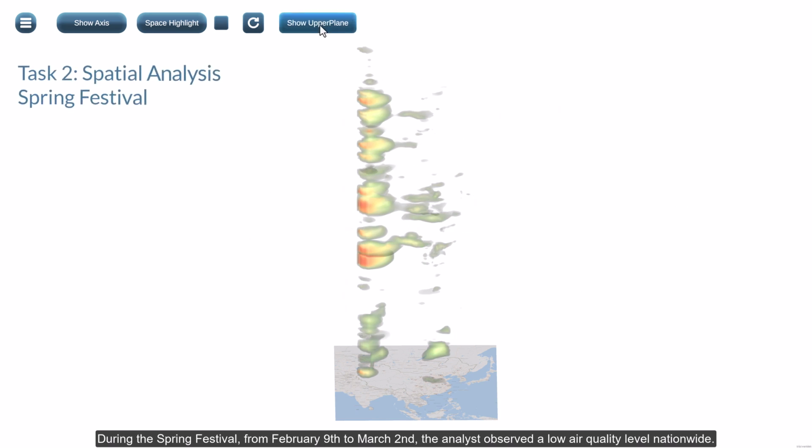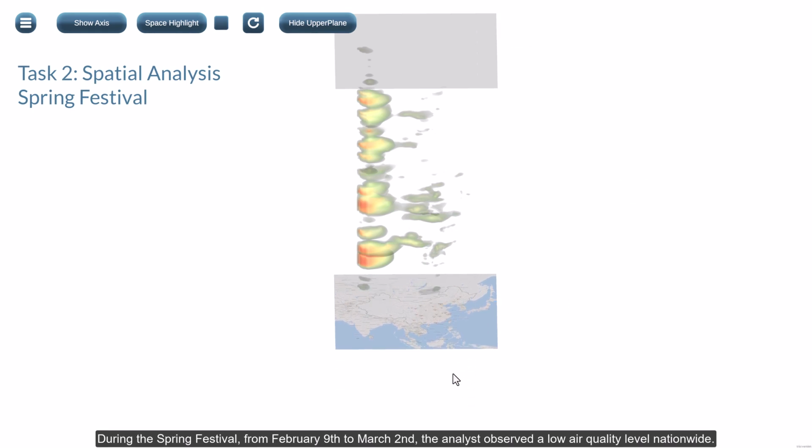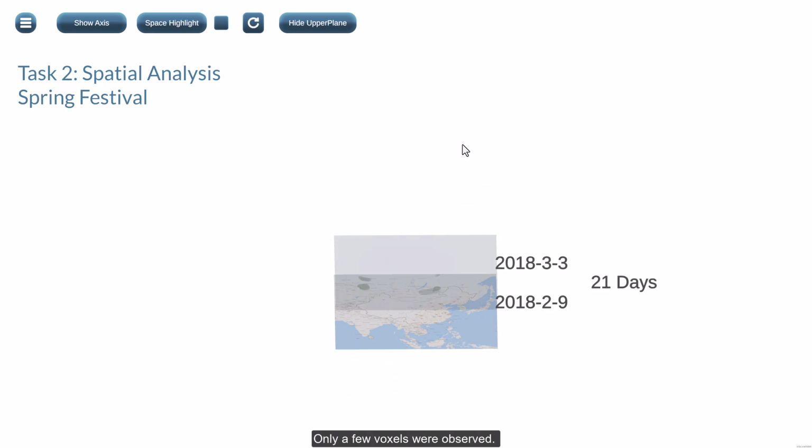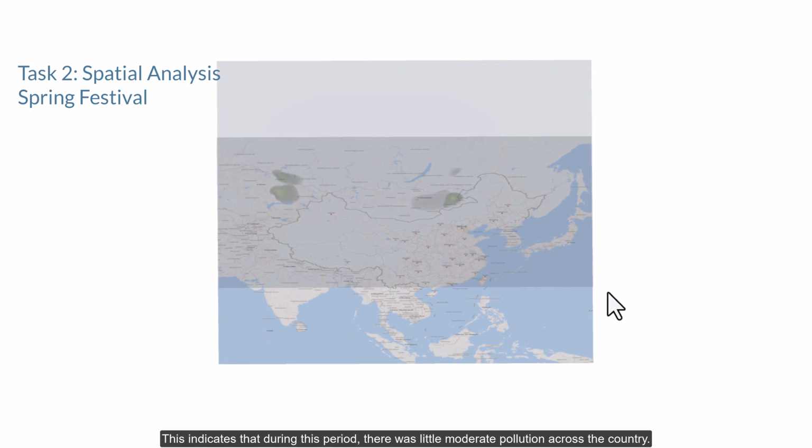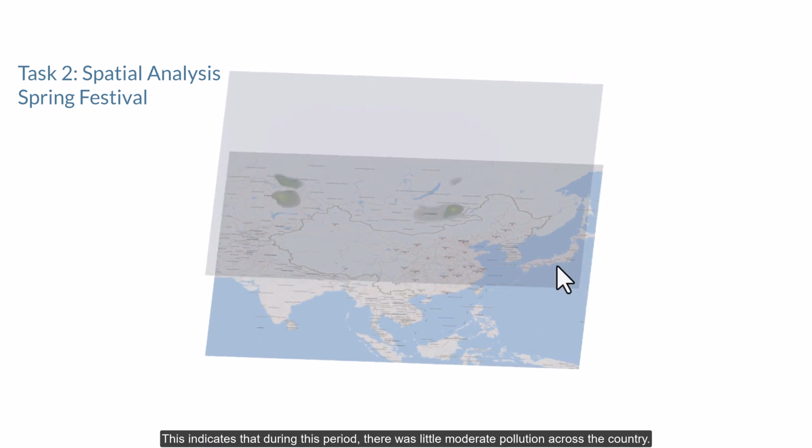During the Spring Festival, from February 9th to March 2nd, the analyst observed low air pollution levels nationwide. With volume slicing, the analyst selected the time range. Only a few voxels were observed. This indicates that during this period, there was little moderate pollution across the country.